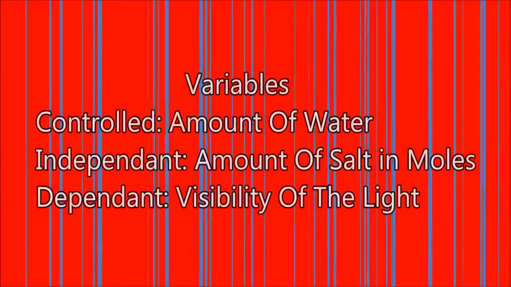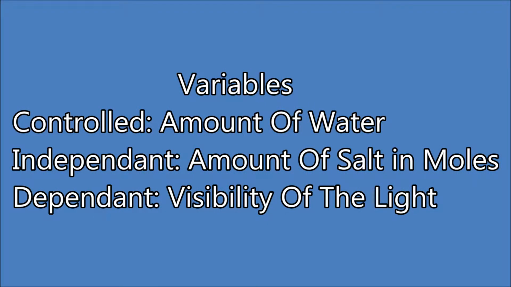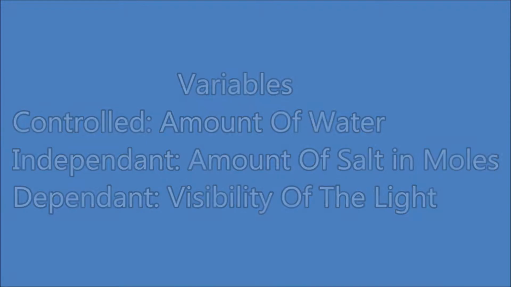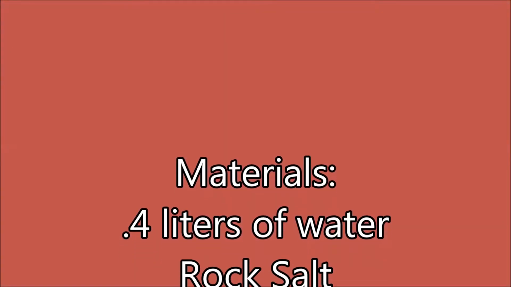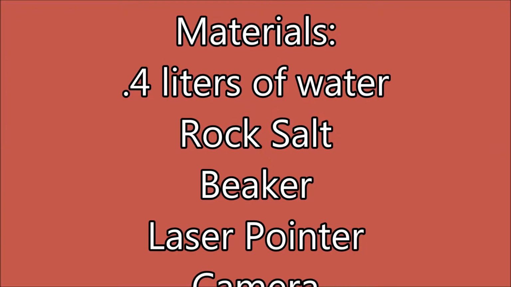We used a couple of variables. So the controlled was the amount of water, the independent was the amount of salt in moles, and the dependent was the visibility of the light. The materials we used were 0.4 liters of water, rock salt, a beaker, a laser pointer, and a camera to take pictures.